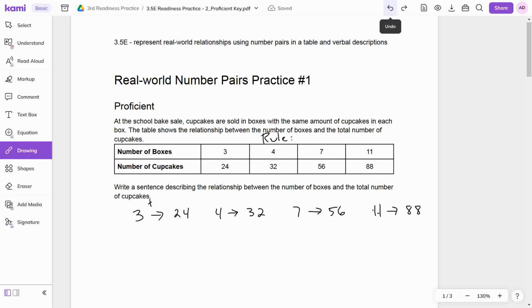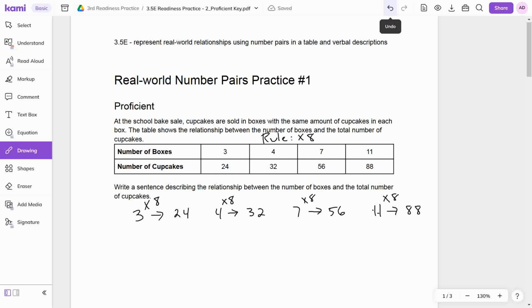So instead of add, another way to make our numbers larger is to multiply. Let's think. 3 times what gets me 24? Well, I can multiply by 8. So 3 times 8 makes 24. 4 times 8 makes 32. 7 times 8 makes 56. 11 times 8 makes 88. So our rule is going to be multiplied by 8.